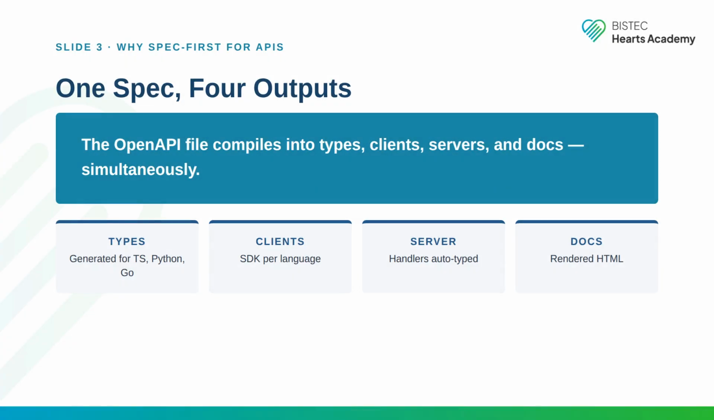The OpenAPI file compiles into 4 outputs simultaneously. Types generated for TypeScript, Python, Go. Clients, a software development kit per language. Server handlers auto-typed against the operation definitions. Docs rendered as HTML from the same file. 4 outputs, 1 source. You never maintain them in parallel.